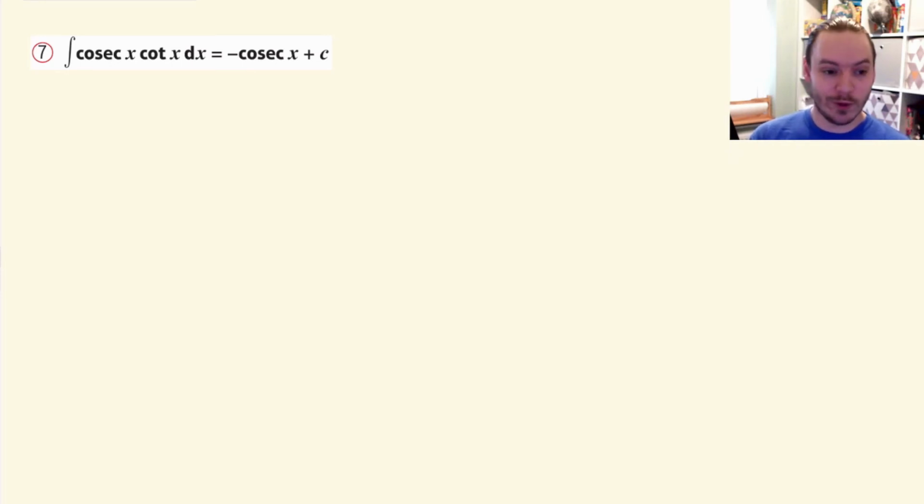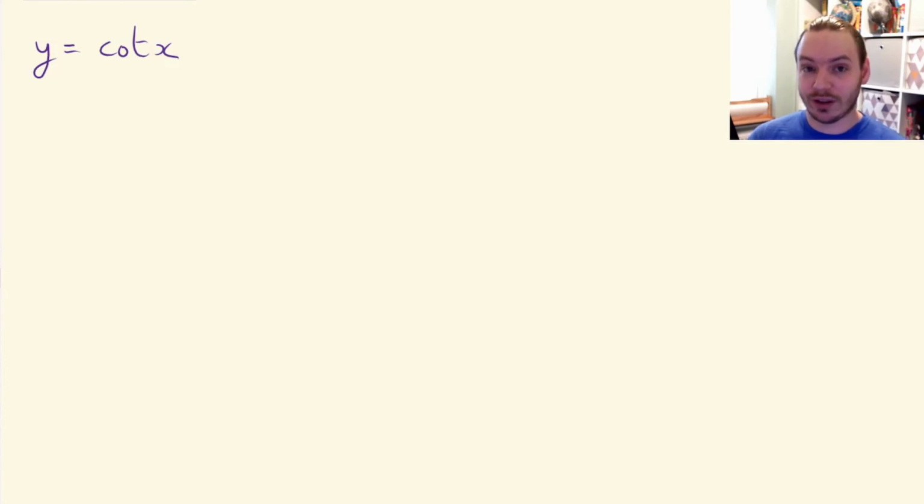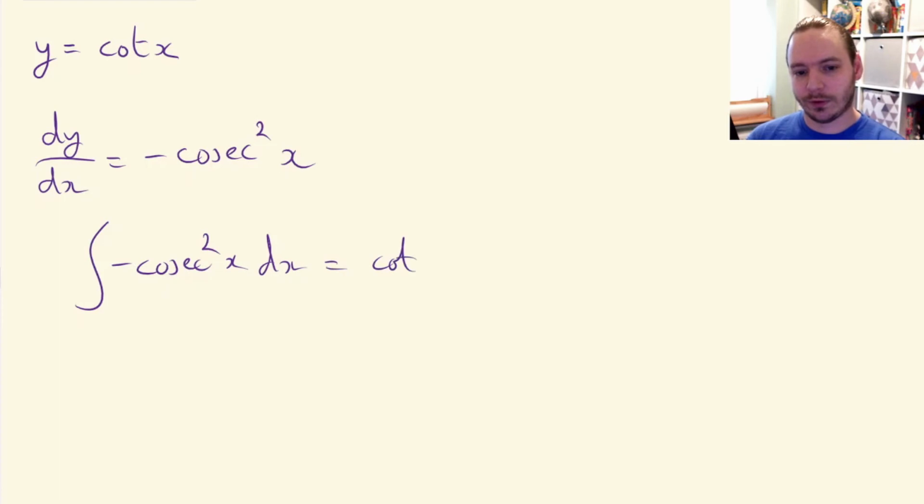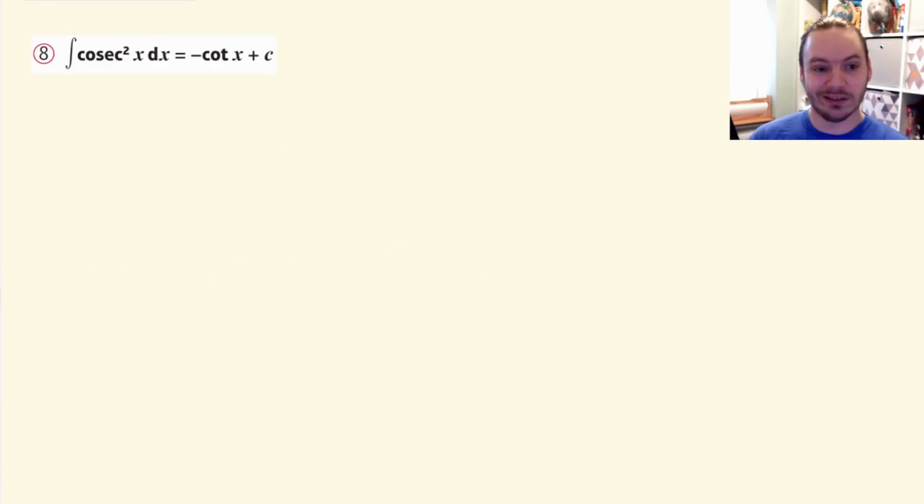And in the same way, we also know how to differentiate cot x. If you differentiate cot x, dy by dx equals negative cosec squared x. And again, therefore, the integral of negative cosec squared x is just cot x plus c. And again, we don't really want that minus sign within our integral. So our standard integral is integrating cosec squared gives us negative cot plus some constant.